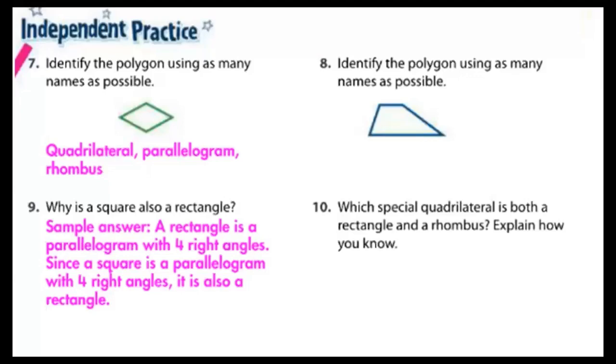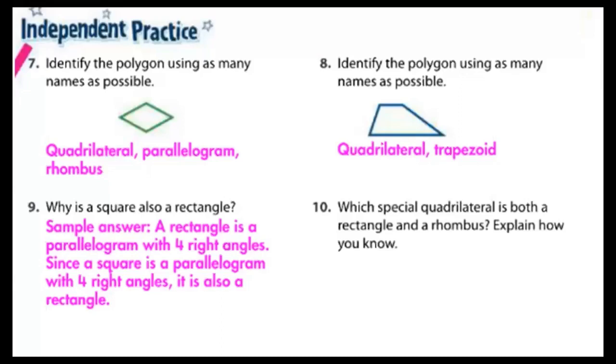Number 8 is the same as number 7. We are going to write as many possible names as possible. So the blue shape in front of you is quadrilateral or trapezoid, just only. We can't say rectangle because there is a 0, 90 degree, and we need 4 to say rectangle. We can't say parallelogram because just we have 2 sides are parallel, not each 2 pair of sides are parallel, or each 2 opposite sides are parallel. So just only quadrilateral and trapezoid.